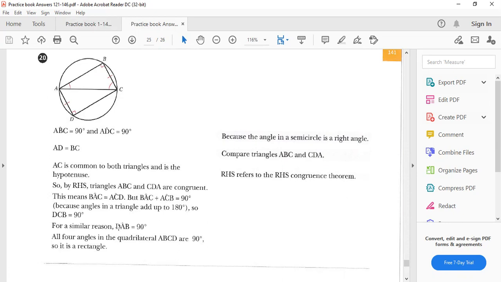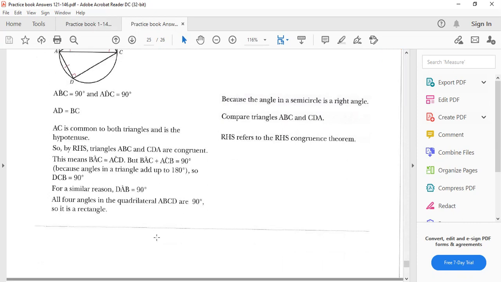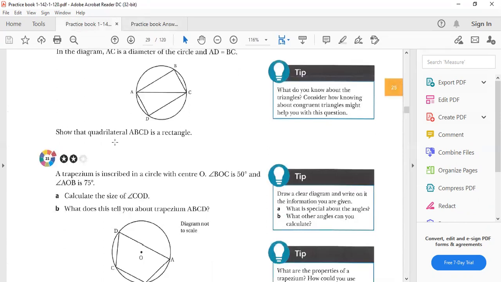DCB is equal to 90 and DAB is equal to 90 as well. So all four angles are equal to 90 degrees, because here is also 45, and here too. Once we add all these, it's equal to 360, so that's why we say ABCD is a rectangle. So that is the correct answer.